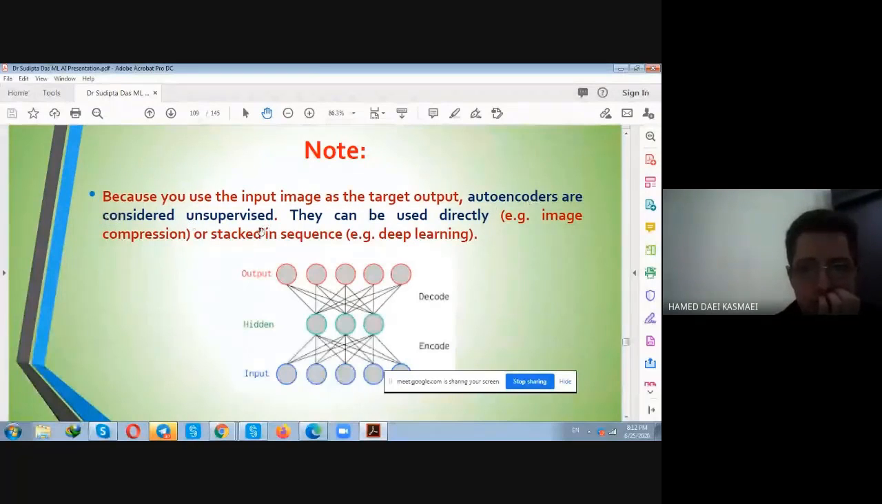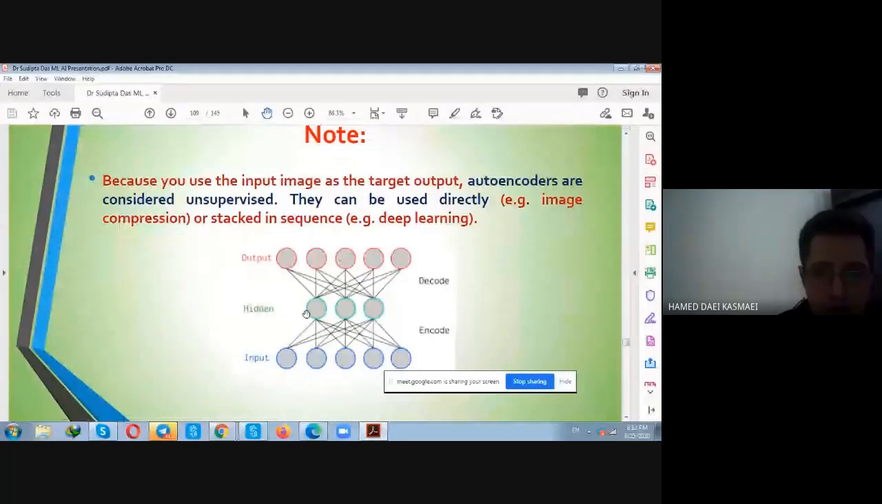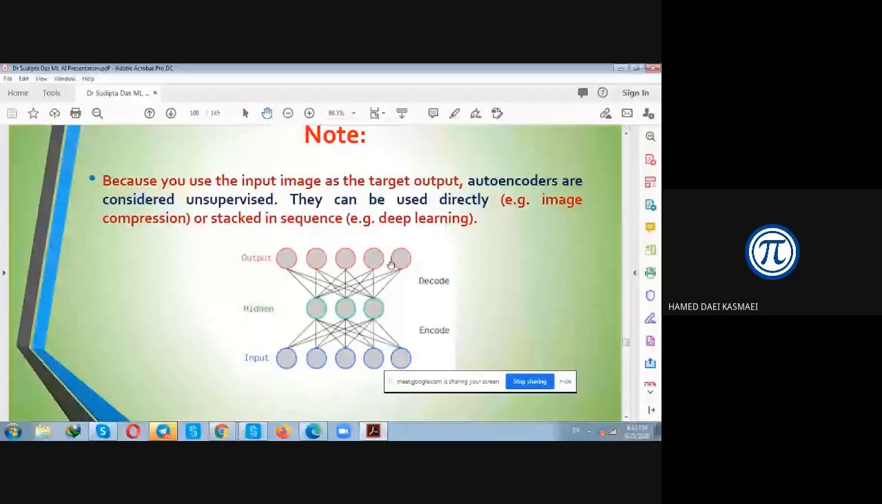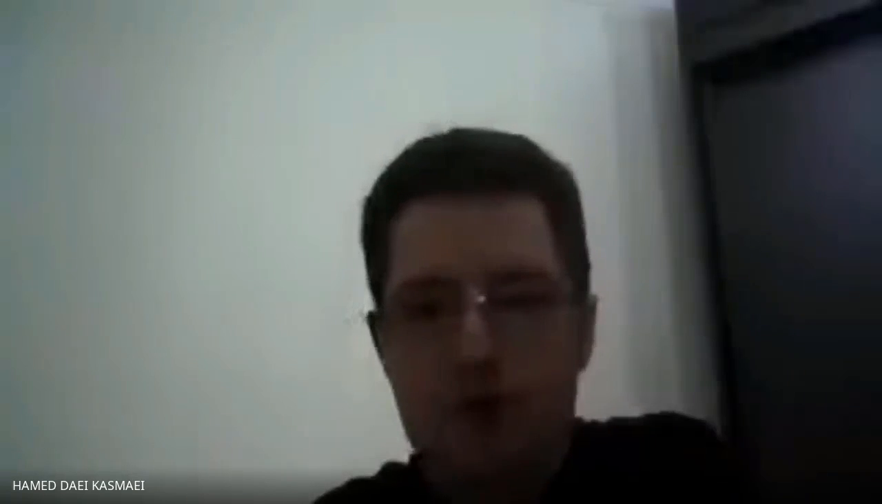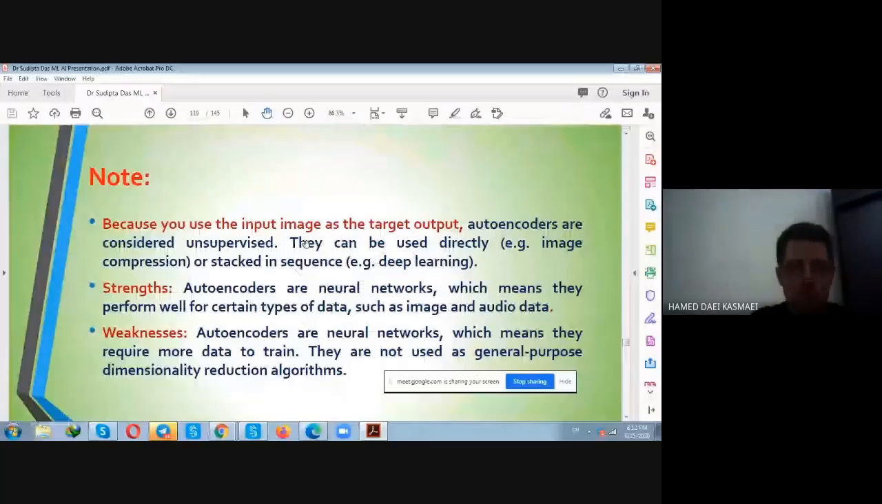They can be used directly, for example for image compression, or stacked in sequence in deep learning, with input, hidden layer, and output. You have an encode of data from the input, and then you have a decode of data. So you have encode and decode of data, okay, or they can be combined together. So autoencoders are considered unsupervised. They can be used directly, like image compression, or in sequence, like in deep learning.